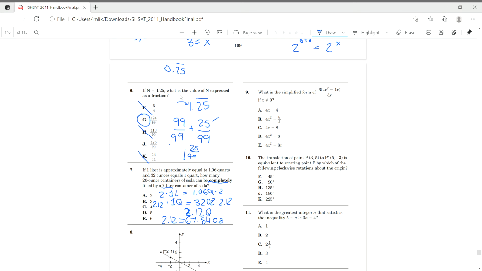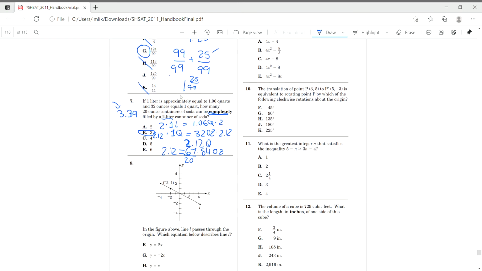So now that we have our number, we have to divide this by 20 to see how many times it fits in a 20-ounce bottle. And we get 3.39, I believe. Now, completely filled. So what 3.39 means is that it completely fills 3 containers and it has 0.39 left. So our answer has to be B. Moving on to number 8.